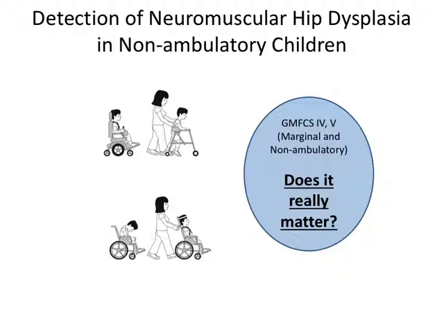But as the better designed studies emerged, it became clear that even non-ambulatory children have a significant amount of hip pain and issues over time. And just a show of hands in the audience, how many of you have had non-ambulatory children with a hip dislocation with hip pain? And pretty much every hand in the room goes up.